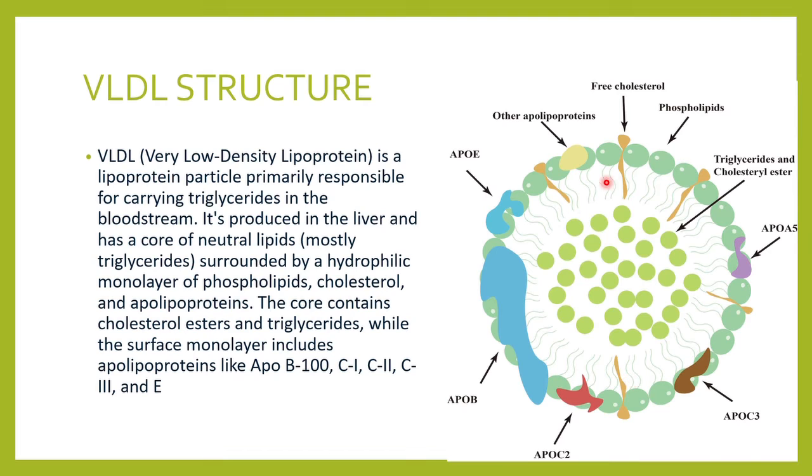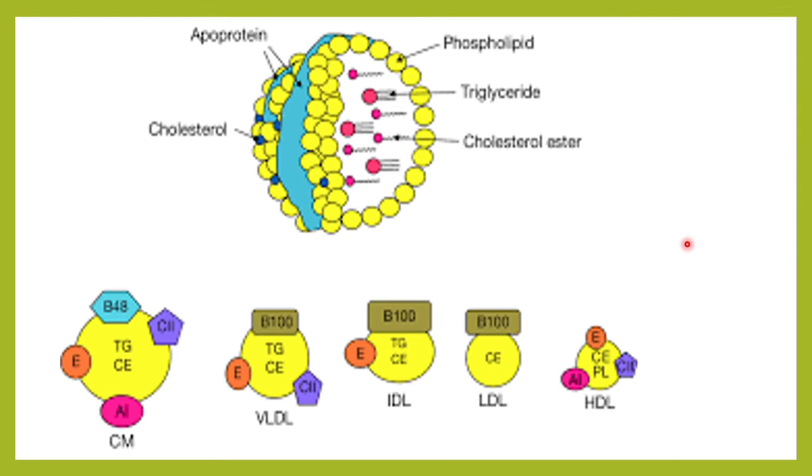So this cholesterol esters and triglyceride make the core, whereas the phospholipid layer gives them protection so that they can carry it safely to the peripheral tissue, and there are various other apoproteins in this structure. So you can see this is a chylomicron, this is a VLDL. In the chylomicron, it is having more of triglyceride and cholesterol ester.